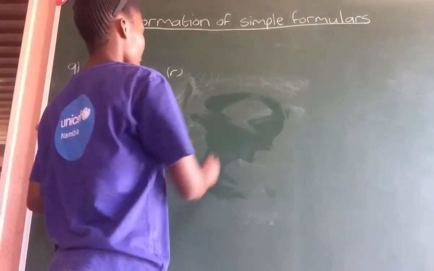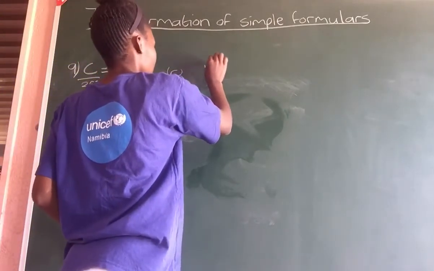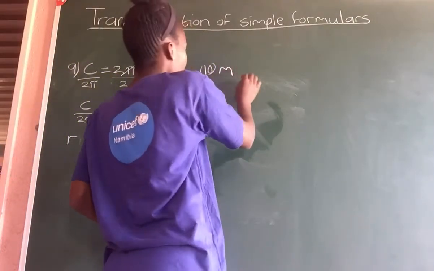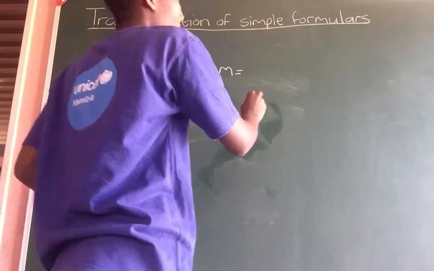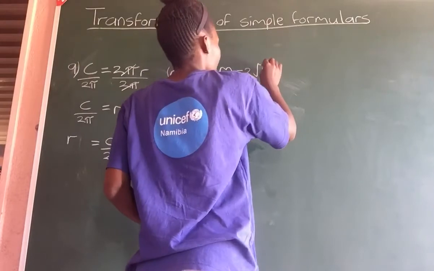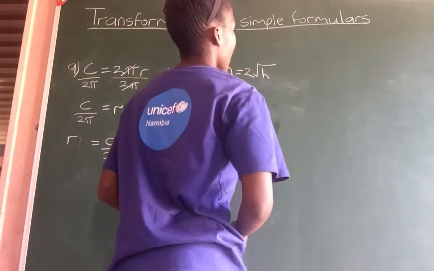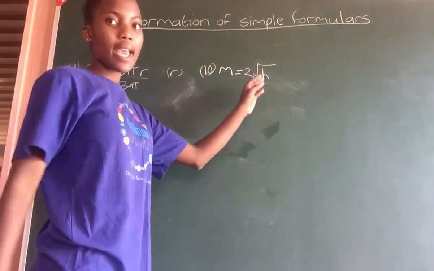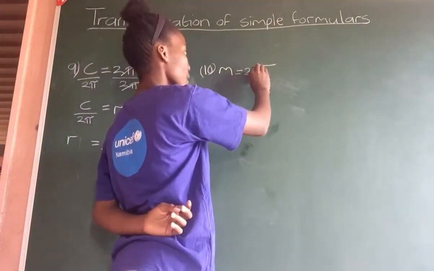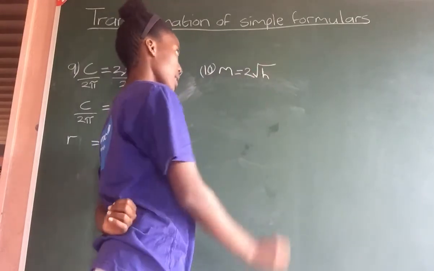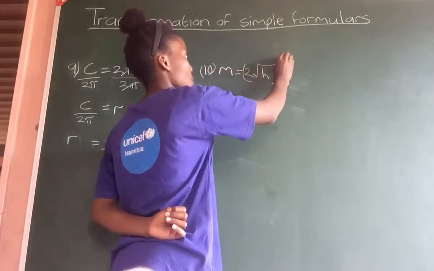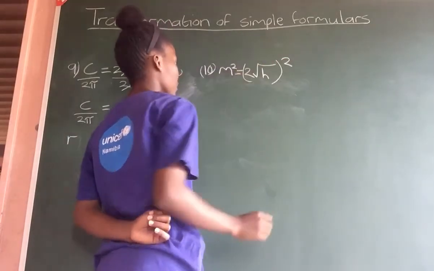Next example, we have number 10. For number 10, we have m is equal to 2 square root of h. Now, in this case, we're told to make h the subject of the formula. So we're going to say, you first have to remove this square root sign. And to do that, we're going to do the opposite of the square root, which is the square. So we square this and square the m too.